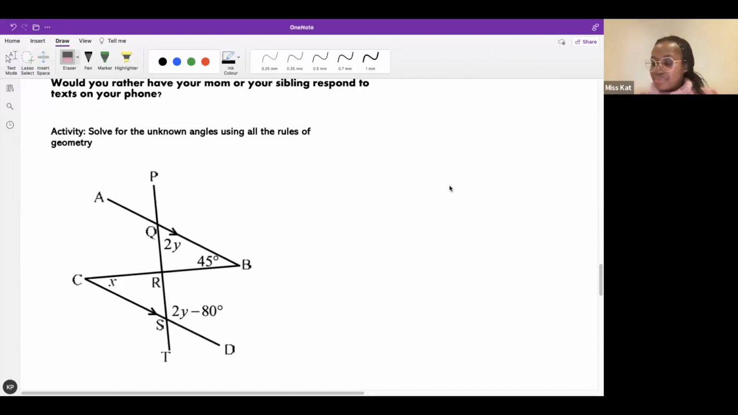The reason is, AB is parallel to CD. Thank you very much. Okay, so X equals 45 degrees, alternate angles, and AB is parallel to CD. Beautiful. Okay, now we have X. Now let's talk about Y. Anyone have an idea for Y?